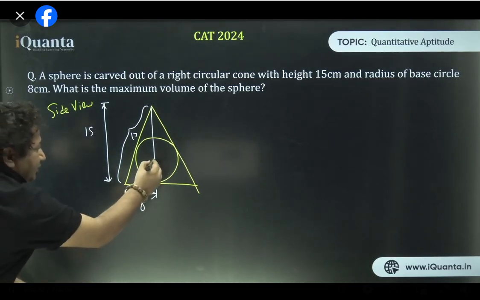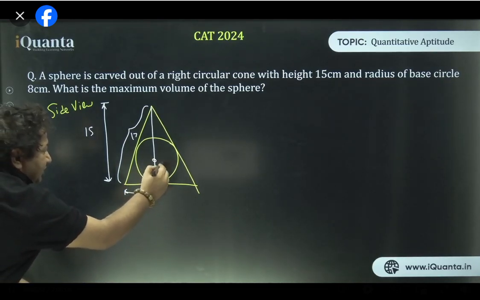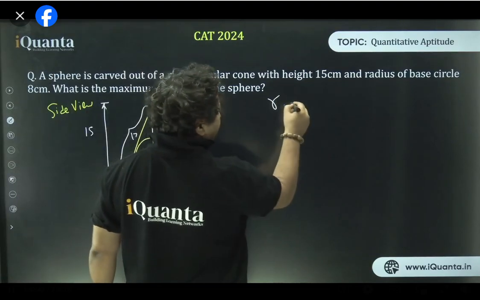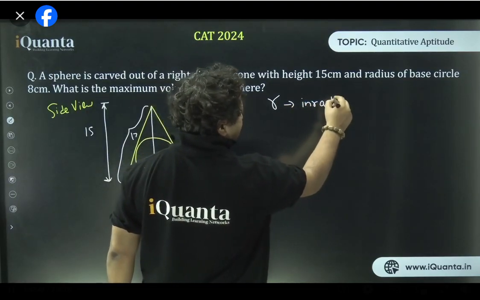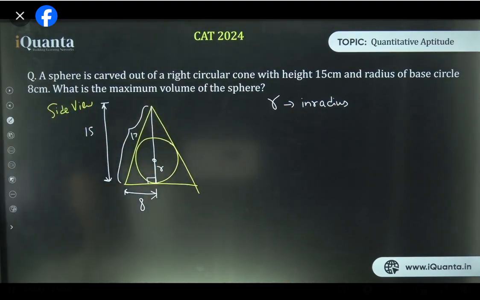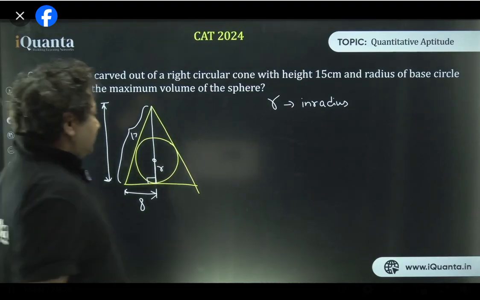And let this be the radius of the sphere. Can I say that R is the inradius of this triangle? Yes or no? Can I say that? And how to find the inradius? All of us know it.